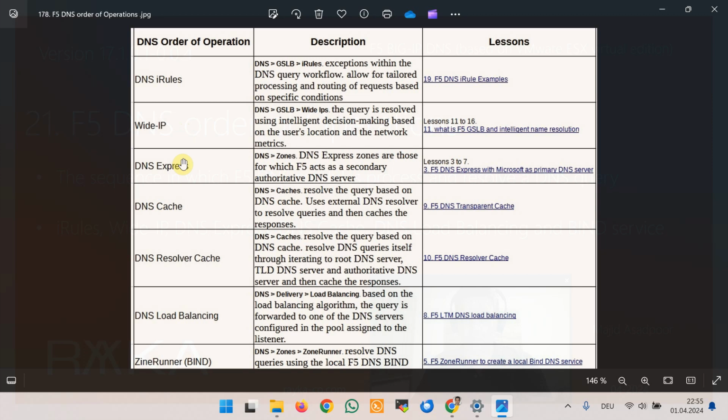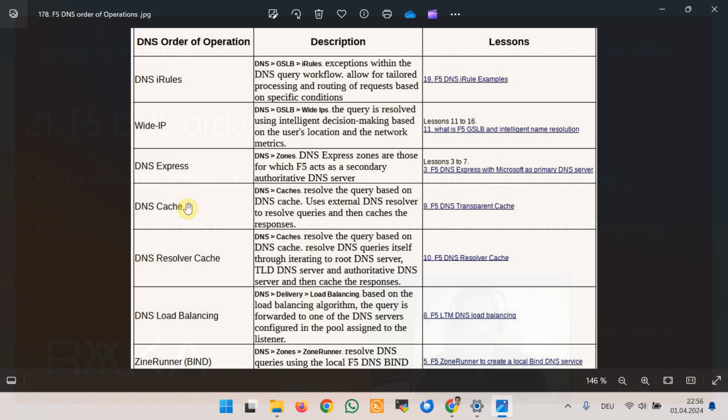When a DNS query does not match any of the configured wide IP, it is then compared with zones configured as DNS Express within F5 DNS system. DNS Express zones are those for which F5 acts as a secondary authoritative DNS server. If the query does not match any of DNS Express zones, then it tries to resolve the query based on DNS cache.